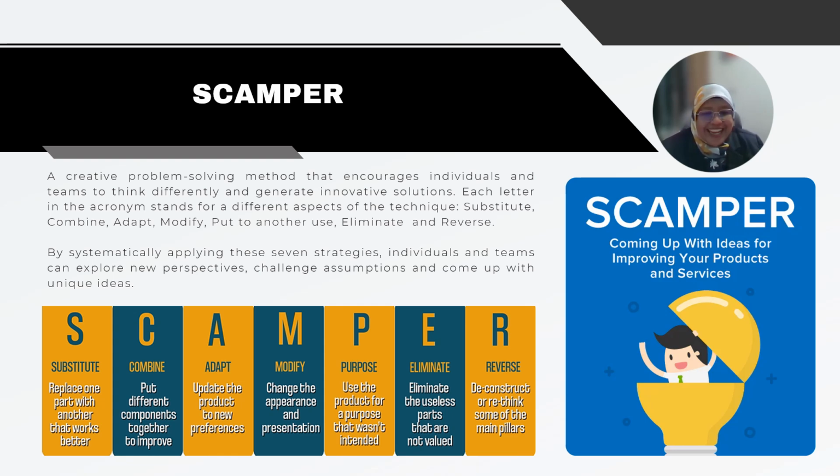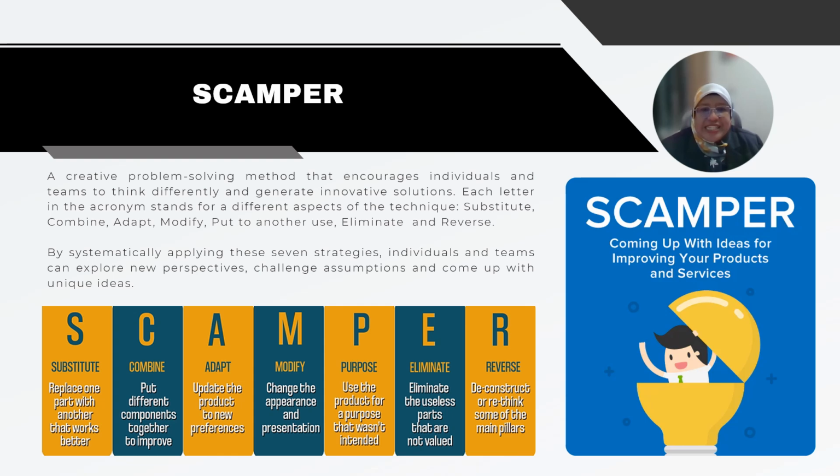By systematically applying these 7 strategies, individual and team can explore new perspectives, challenge assumptions, and come up with the unique ideas. For example, imagine you are an entrepreneur looking to develop groundbreaking product. Here is how each component of SCAMPER can be used and explained well.